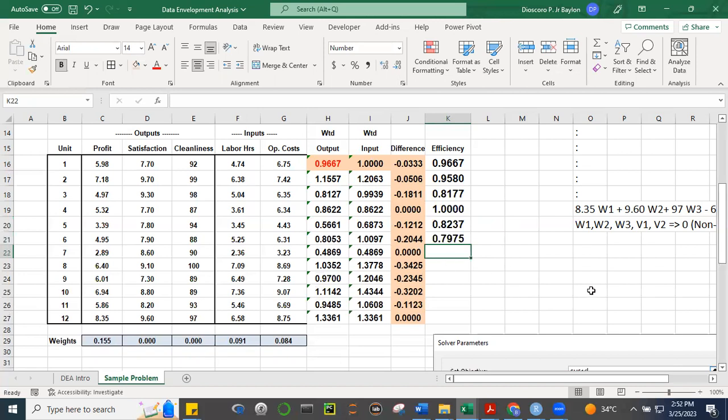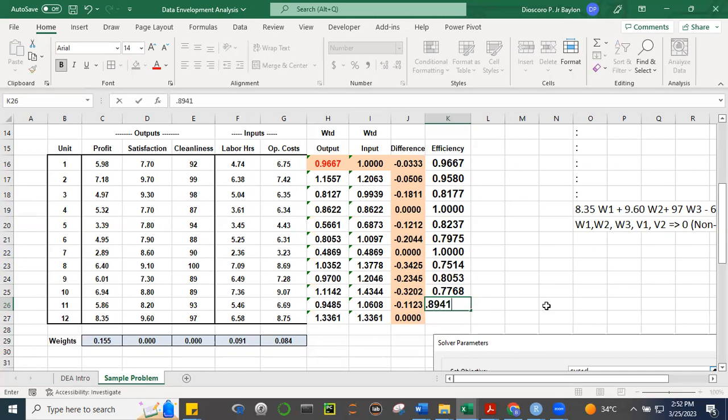Number 7: 1. Number 8: 0.7514. Number 9: 0.8053. Number 10: 0.7768. Number 11: 0.8941. And unit 12: 1.